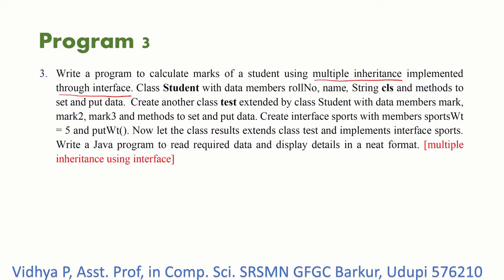The class Student with data members roll number, name, string class and the methods to set and put data. Create another class Test extended by class Student with data members mark1, mark2 and mark3 and methods to set and put data. Create interface Sports with members sportsWeight equal to 5 and putWeight method.